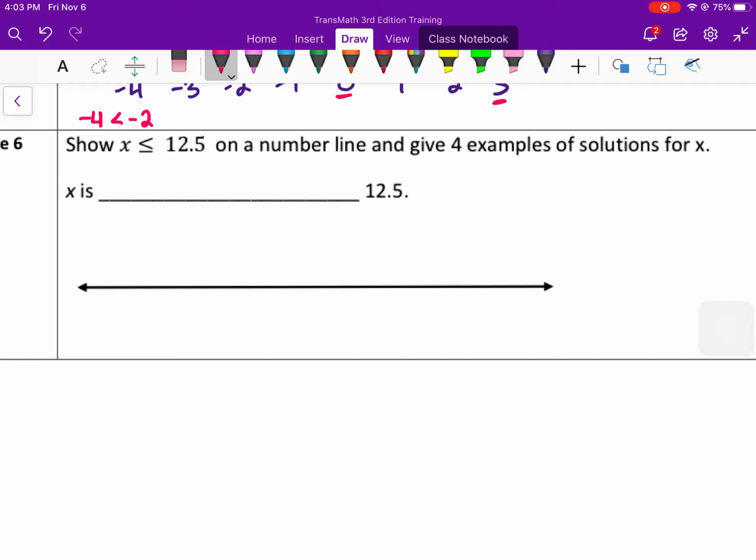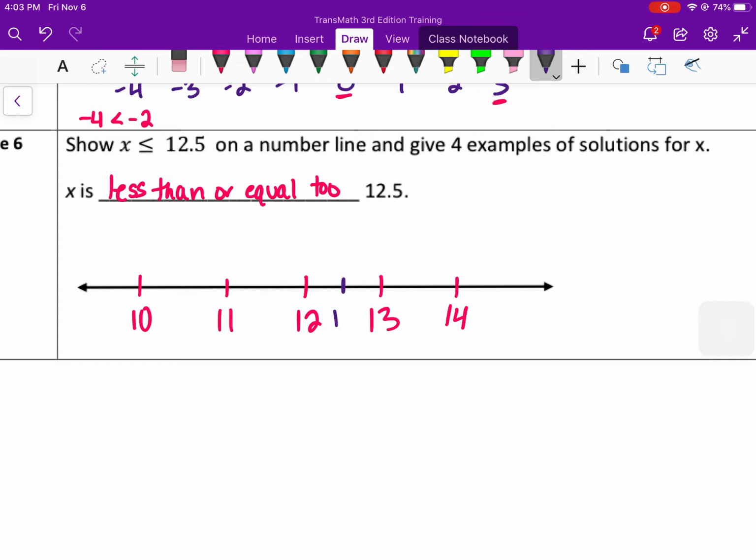Okay, this one says show x's, this is the less than or equal to symbol, 12.5. So x is less than or equal to 12.5. And so I'm going to start with 10, 11, 12, 13, 14. You can label your number line any way you'd like as long as you count by the same number. So I'm counting by ones. You could count by twos, count by threes, but a number line has to have even intervals. So I could have counted by halves too, because 12.5 is right here, halfway between 12 and 13.